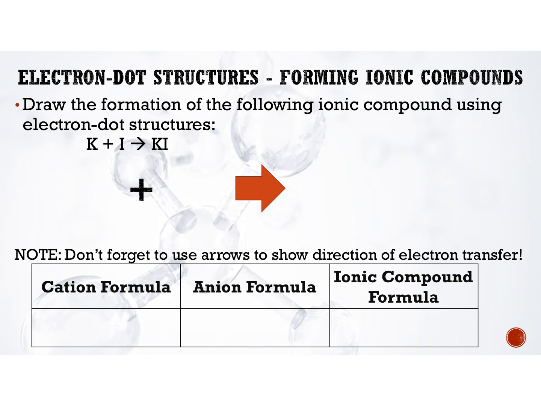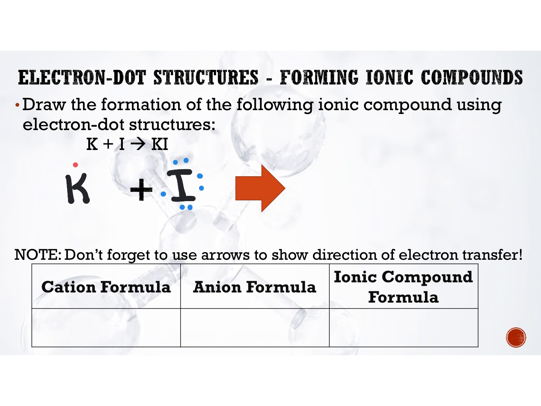In our reaction, we have potassium and iodine. The first thing we're going to do is write out the chemical symbols of each of those. Now we are going to write out the electron dot structure for each of those. Potassium is in group 1A, so it has 1 valence electron. Iodine is in group 7A, so it has 7 valence electrons.